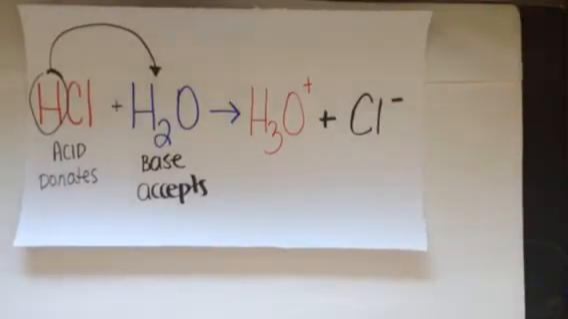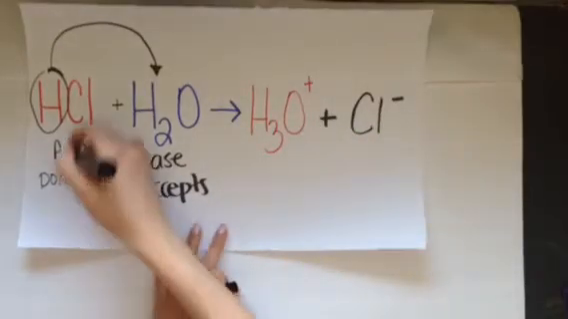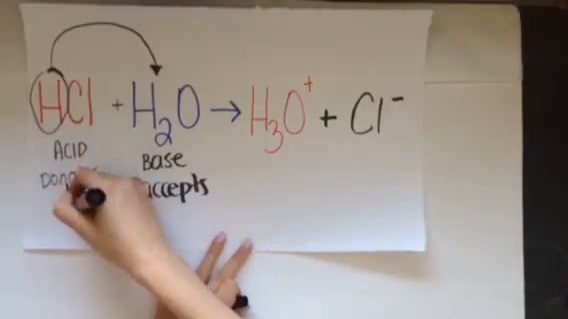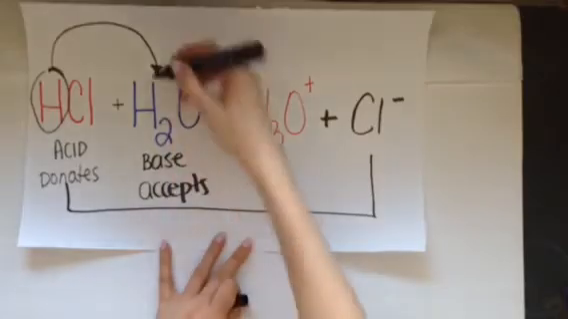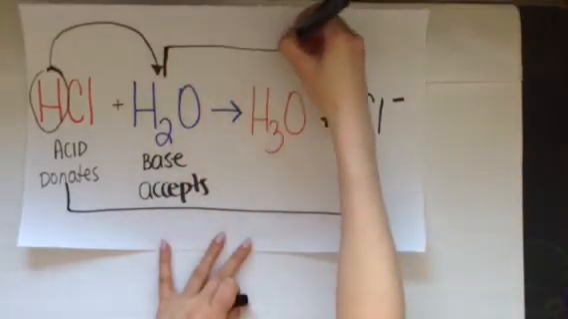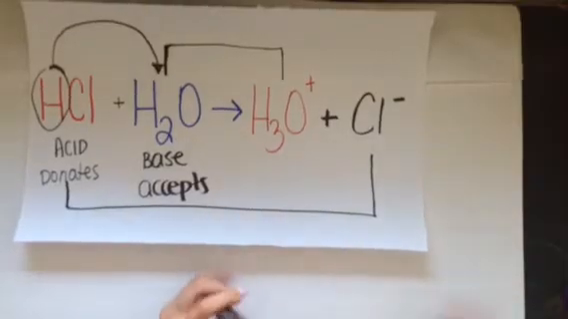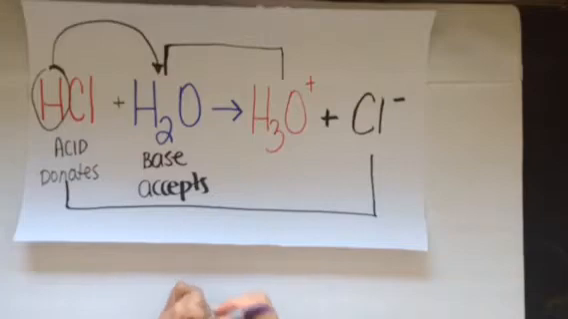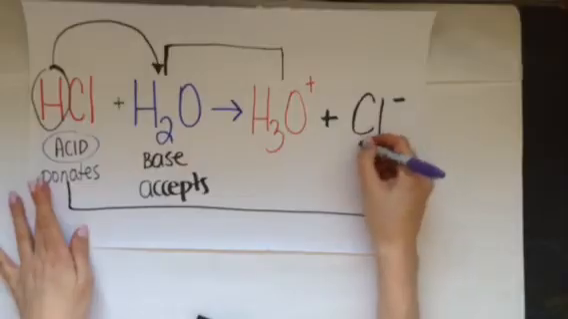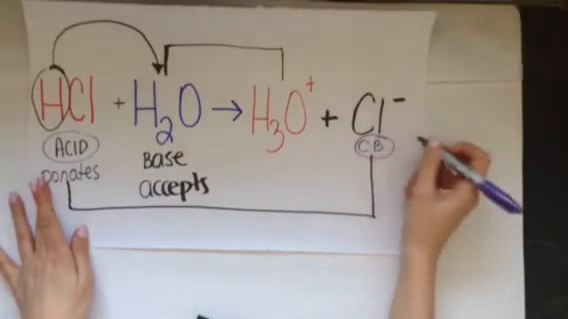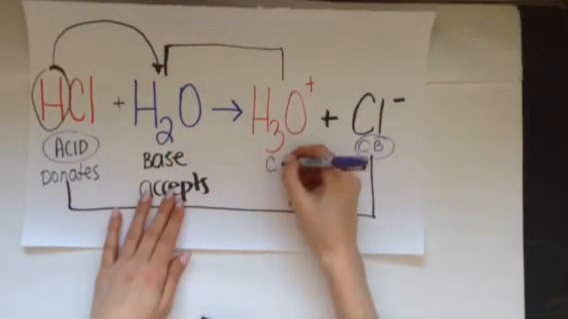Okay? These, over on this side, have names. So what you want to do is find the pairs. HCl and Cl- are pairs. H2O and H3O+ are pairs. And we call these conjugate pairs. So they kind of look alike. Now, the acid and its pair is called the conjugate base. The base and its pair is called the conjugate acid.